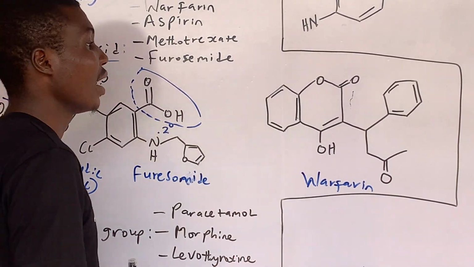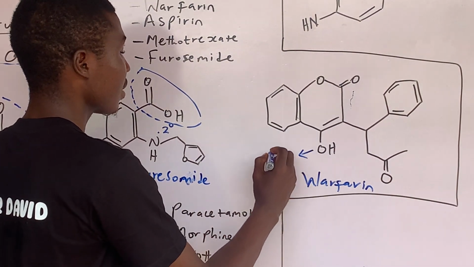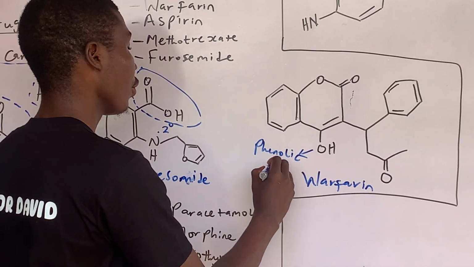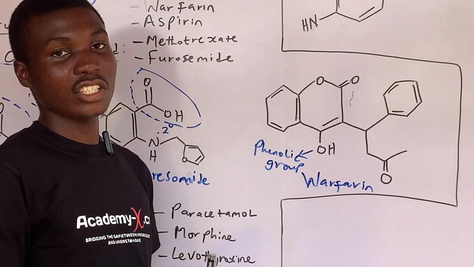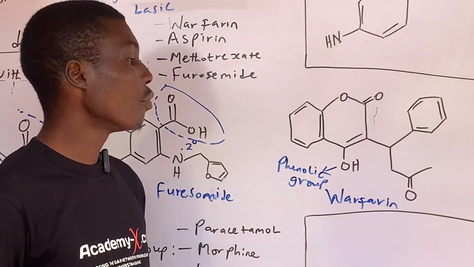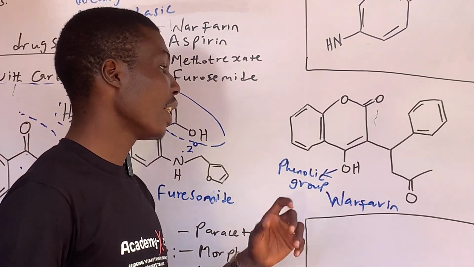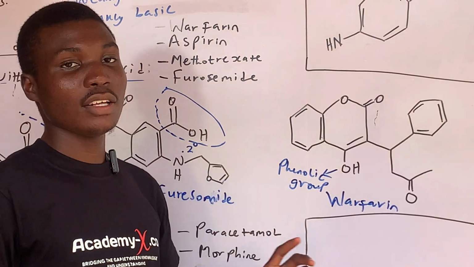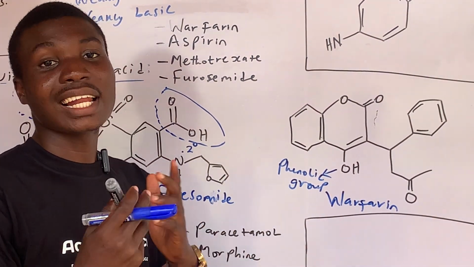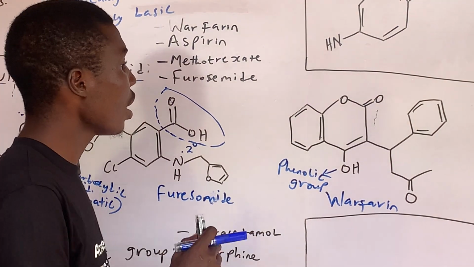All right, then you have the OH. This OH is referred to as a phenolic OH group. Once an OH is attached to an aromatic compound, it is referred to as a phenolic OH or phenolic group. But in the event that an OH on its own is attached to an aliphatic compound, it will be referred to as an alcoholic OH group. As you go on in chemistry, you get to understand those things better.